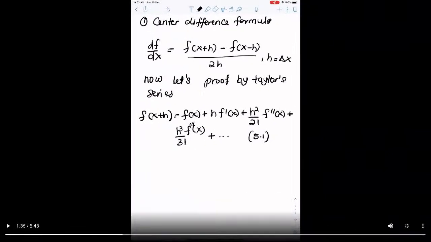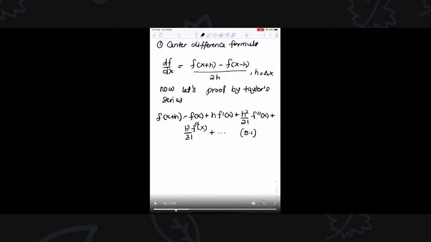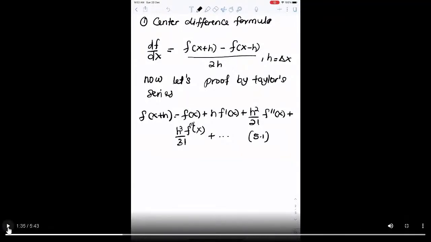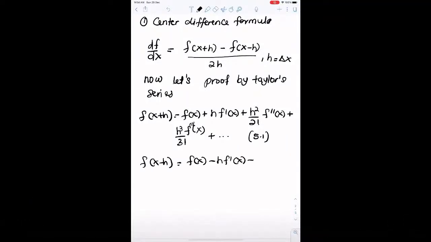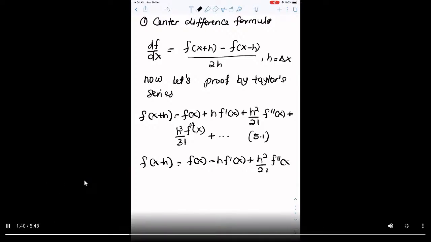All right. So now we continue. When we make it bigger, we continue to f(x minus h). So replace h with minus h. So what do you get?